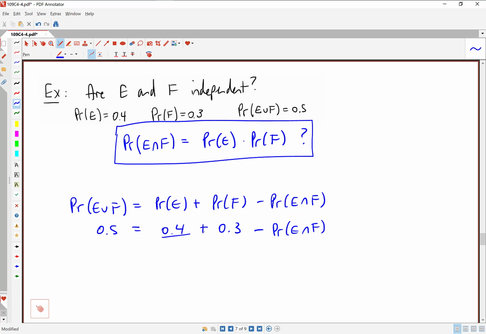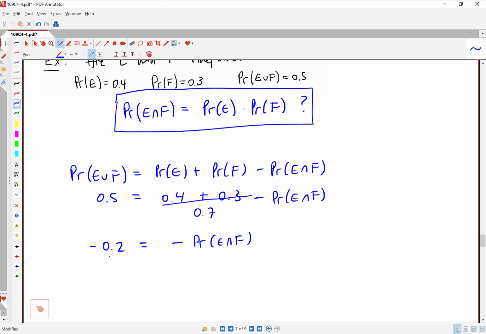So the 0.4 plus 0.3 gives us 0.7, and we can subtract 0.7 from both sides to get negative 0.2 is equal to negative probability of E intersect F, and we could just divide through by negative 1 here. So probability of E and F is equal to 0.2. Okay, so now we should have enough information to answer this question here.